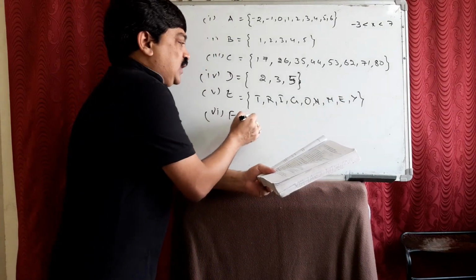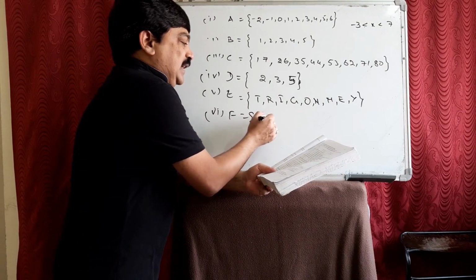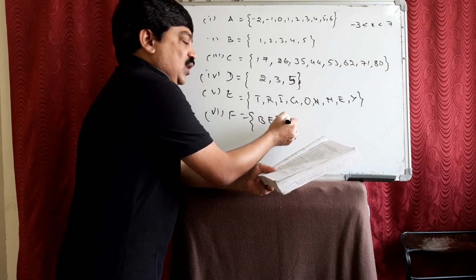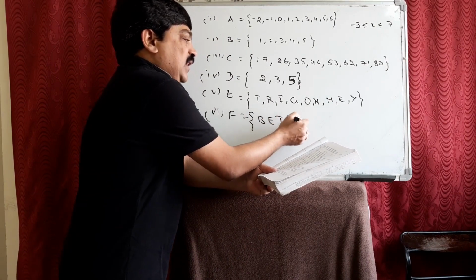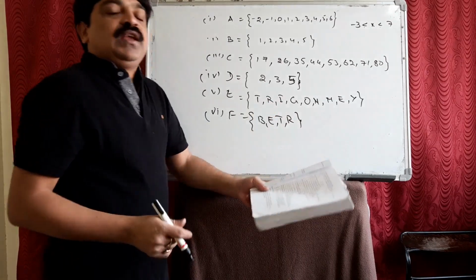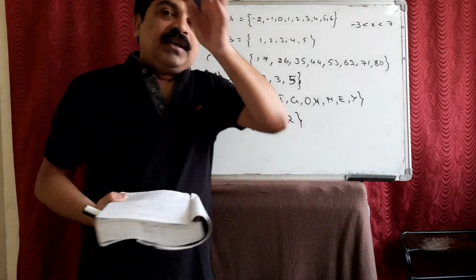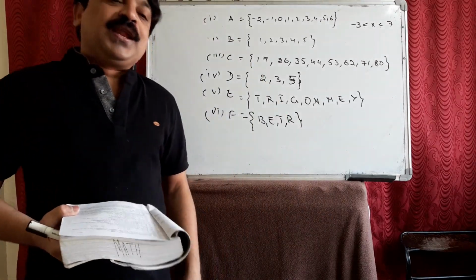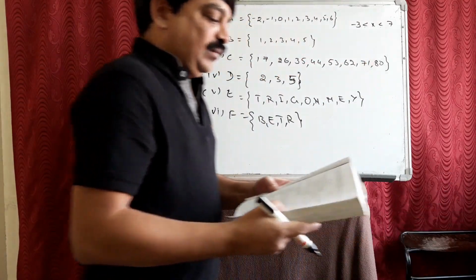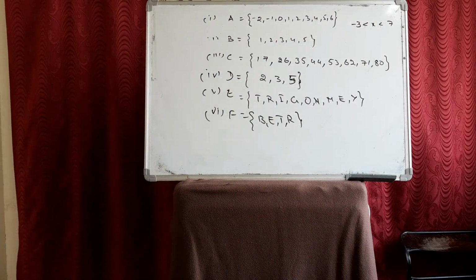The set of the word better: B, E, T, T. You should not repeat. E also you should not repeat. R. You should write comma. So when you are writing the elements of a set, you are not supposed to repeat them. Okay. Now, coming to the fourth question.